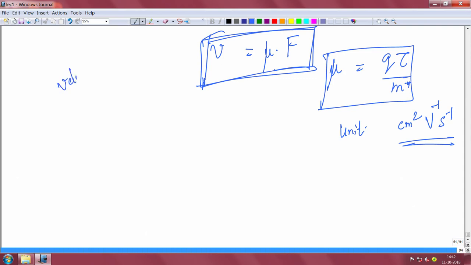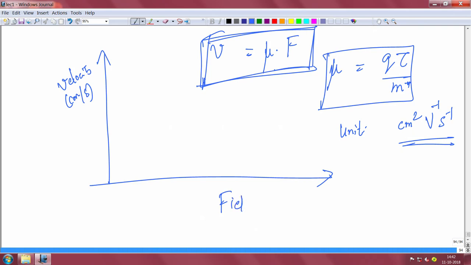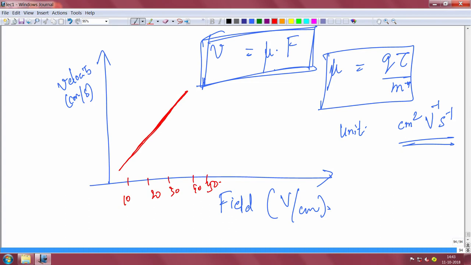So, if I plot velocity of a particle, centimeter per second, on the y axis, and on the x axis I am plotting electric field, volt per centimeter, then the velocity will keep increasing linearly with field. What does it mean? Physically it means that as I am increasing the applied electric field, say 10, 20, 30, 40, 50, the electron is moving with higher and higher velocity. The electron is becoming faster and faster, which makes perfect sense.